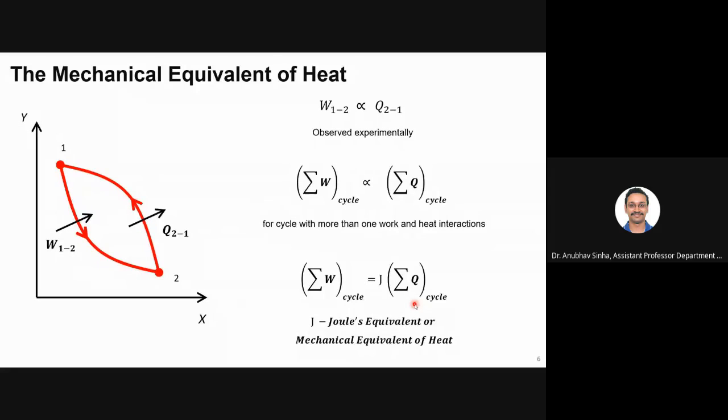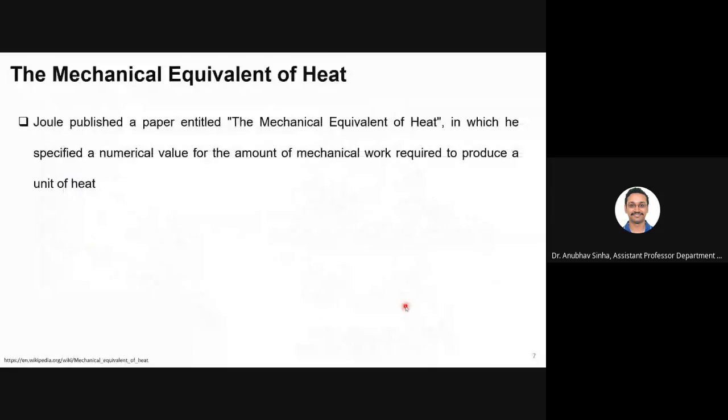Now when we study this subject, this is a very obvious result for us, but it was not so obvious 100 years ago. So this was the major accomplishment of Joule's experiments, that they were able to equate work and heat. Joule published a paper called mechanical equivalent of heat, in which he gave this value for J: the amount of work required to produce a unit of heat.